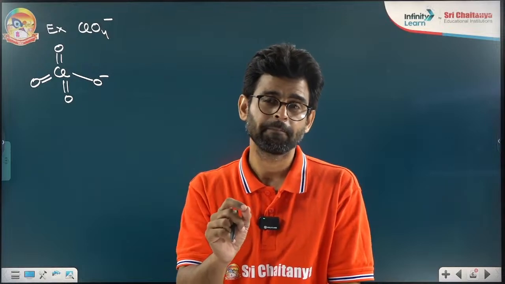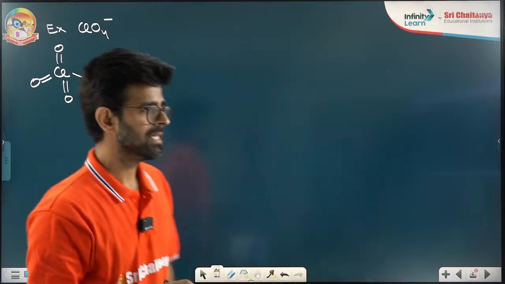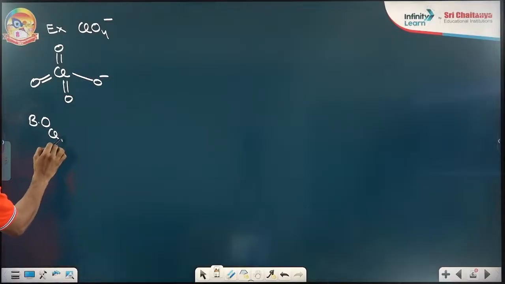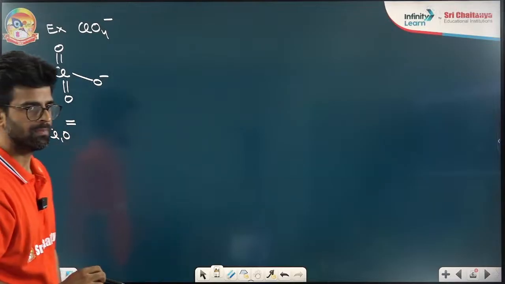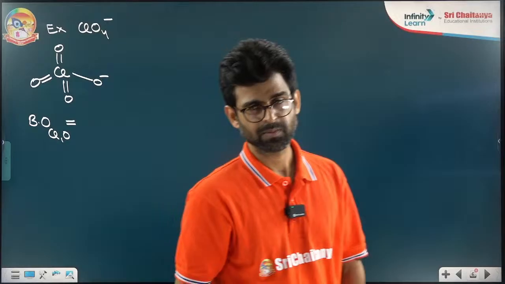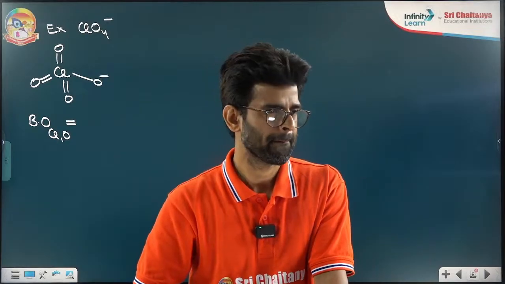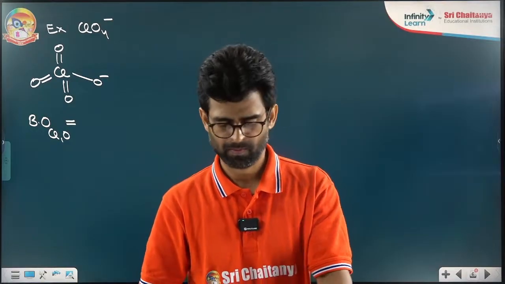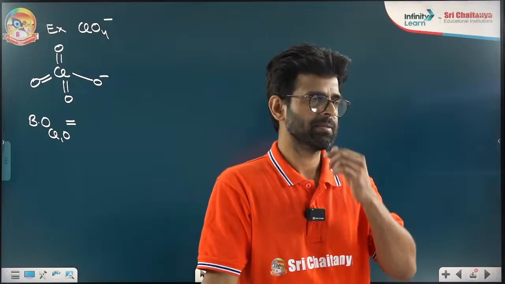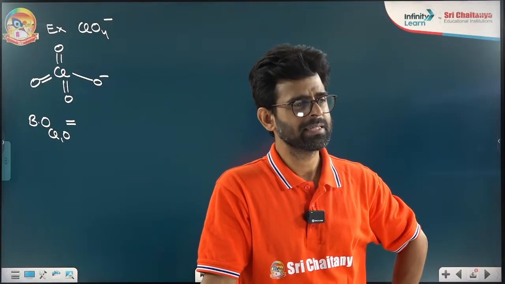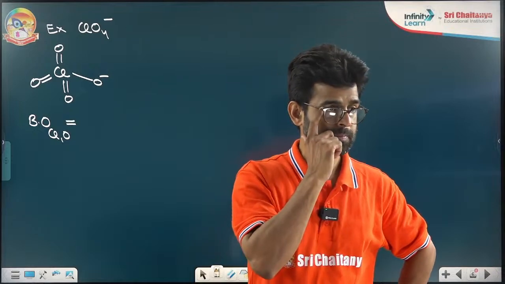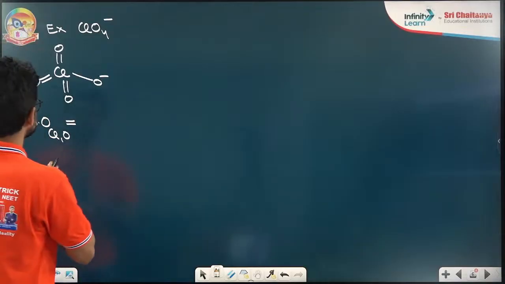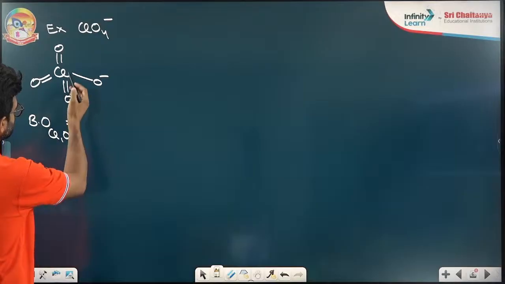I am giving the structure. It is ClO4 minus. So think carefully. What is the bond order between the chlorine and oxygen atom? Think about it. Fast. Yes, better. Great. Right answer, right answer. Good. So here we can see Cl and O, which we can check here.